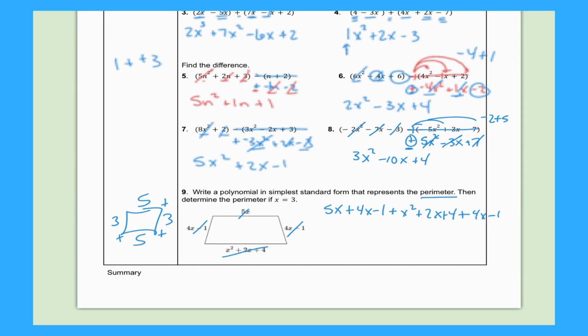And it doesn't matter which side you start with. Just pick a side as long as you have all 4 sides included. And now I'm going to go through and combine all like terms. So I only have a single term that is an x squared. So I'm going to start there. So that x squared is going to go first.